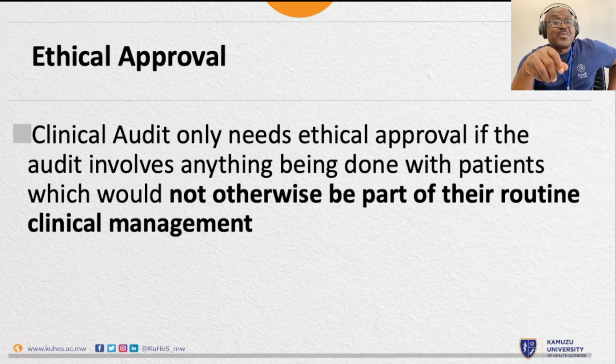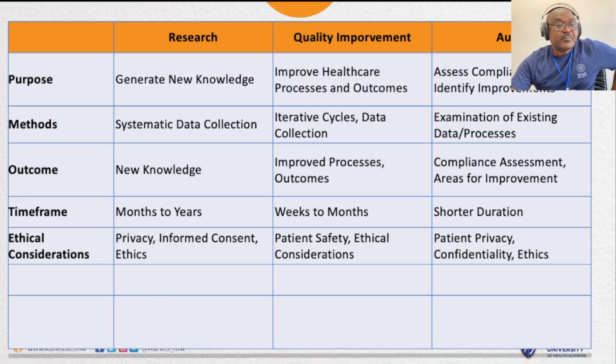I'll give an example. If they suspect that patients are being given the wrong medication, how will you know that it is the wrong medication? Maybe you take some blood to verify the composition in the sample of the blood. That will require that you go for ethical approval.